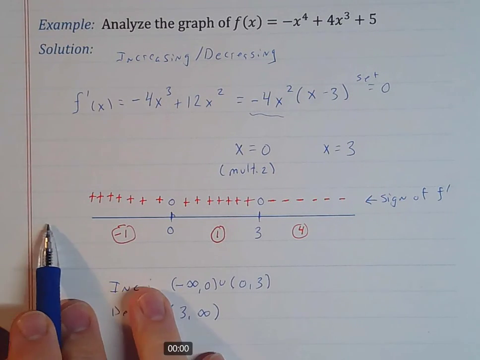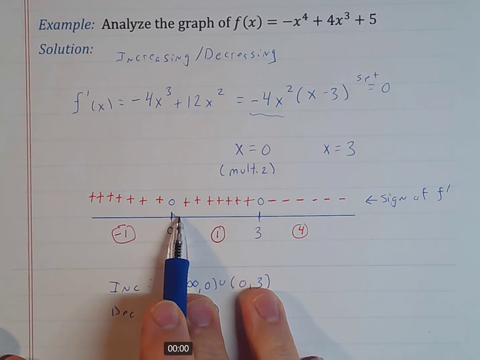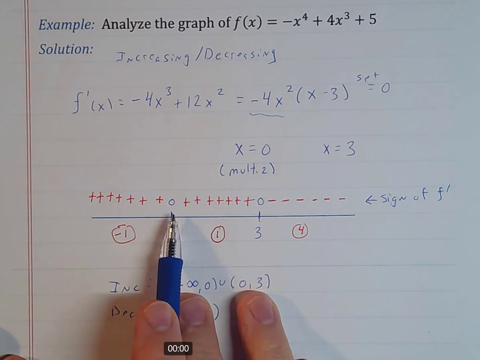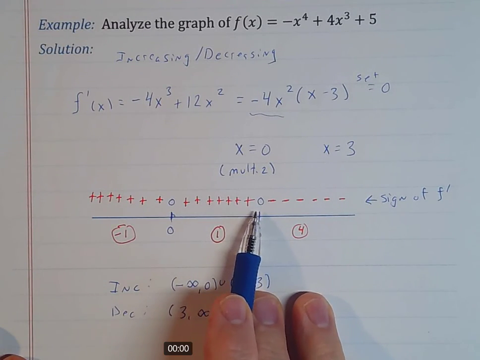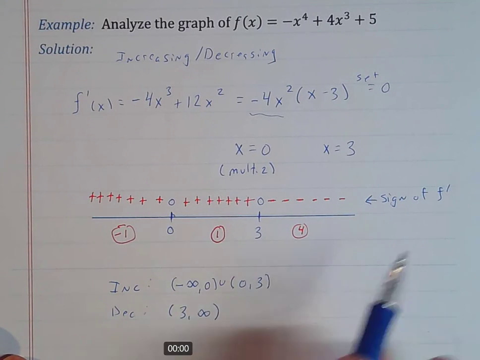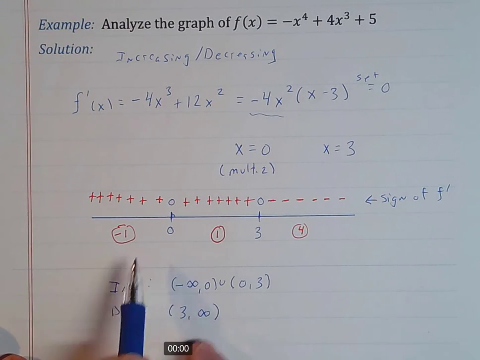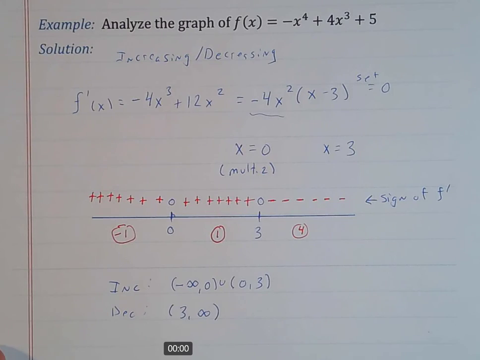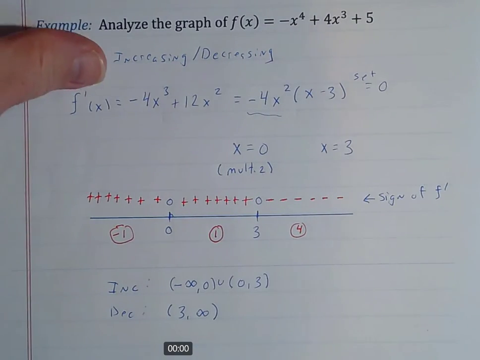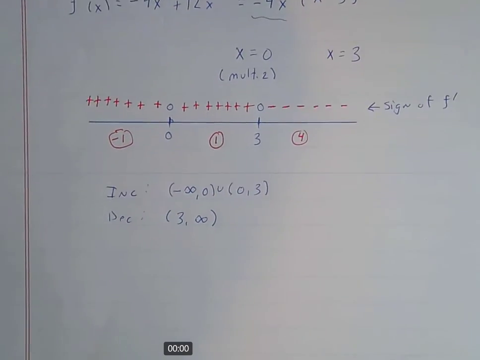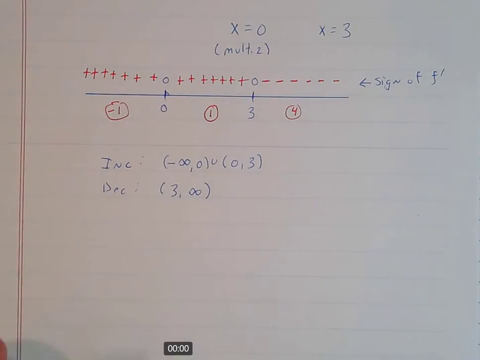So negative infinity all the way over to 0 were my pluses, and then from 0 to 3 were pluses, and then from 3 to positive infinity were my negatives. And that's how I ended up with this. Okay, great. Now I'm going to put something down right over here.